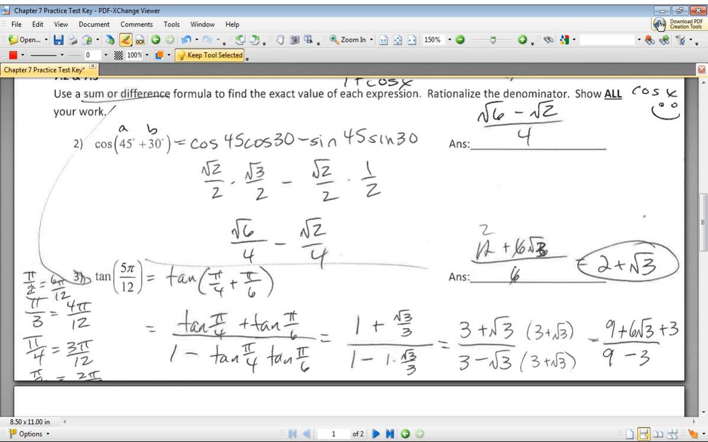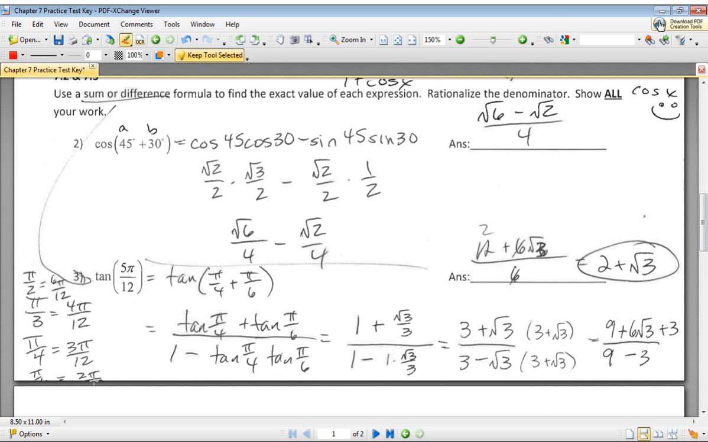So what I did on the side here is I wrote all of my unit circle things. I have pi over 2, pi over 3, pi over 4, and down there that's supposed to be pi over 6. And I wrote them in 12s because that's what I have over here. So pi over 2 is 6 pi over 12, pi over 3 is 4 pi over 12, pi over 4 is 3 pi over 12, and pi over 6 is 2 pi over 12.